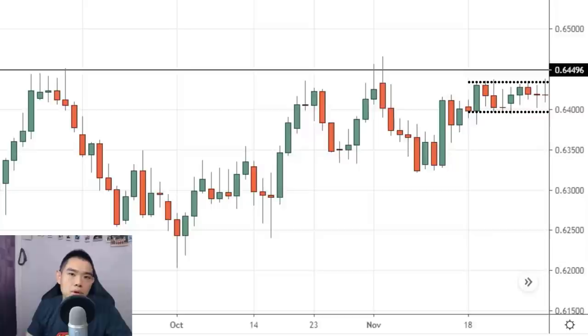Instead of setting my stop loss below the head or below the right shoulder here or here, I can now reference my stop loss using the lows of this build up. That's a good thing, right? My stop loss is now tighter.